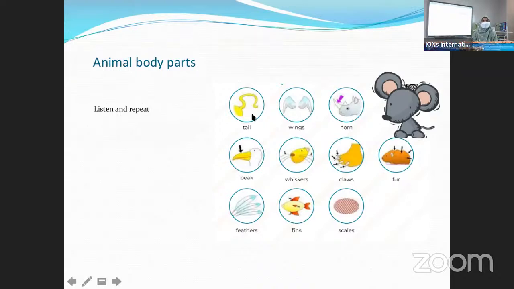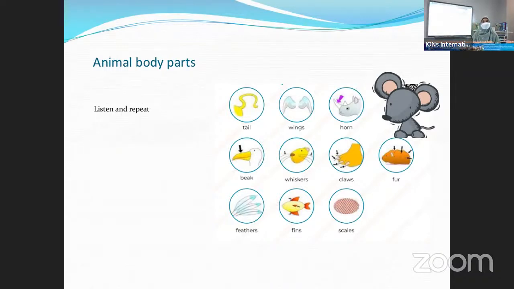Repeat again after Miss Chitra. Tail. And the next one is, yes, animals have wings to fly. Can you repeat after Miss Chitra? Wings. Yes, wings. Very good. And the next one, some animals have something on their nose and on their head. What is it called? Horn. Yes, horn. Can you repeat again? Horn. Very good. And the next one is beak. Some animals have a beak, something sharp on the mouth. The next one is whiskers on the chin.